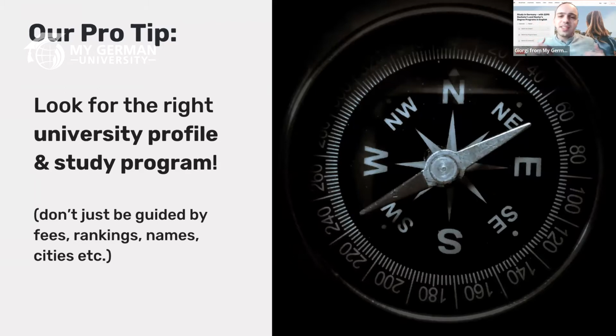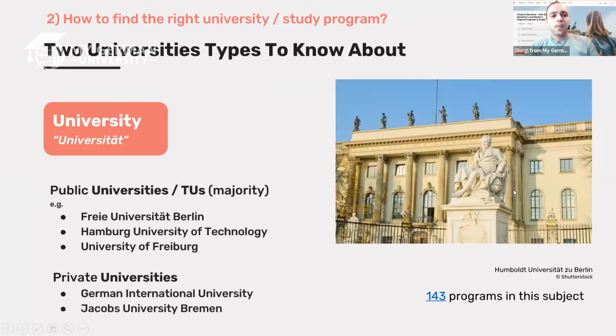So you have to really dig deep into the program and find which is the best one for you, because I would say that in Germany, it's not only universities in Munich or in Berlin that are the best ones. All cities or towns have really nice universities with high quality programs. So don't be guided only by names or rankings. Dig deeper into the program and find the best one that fits your interests the most.